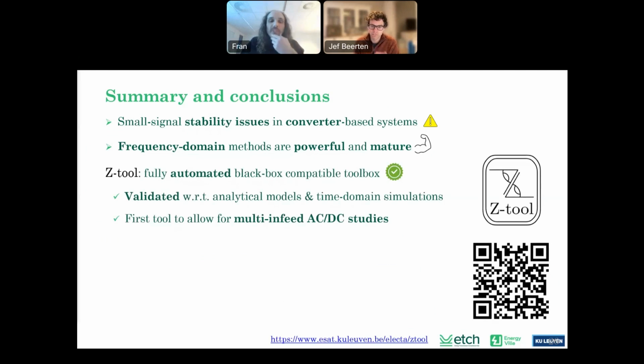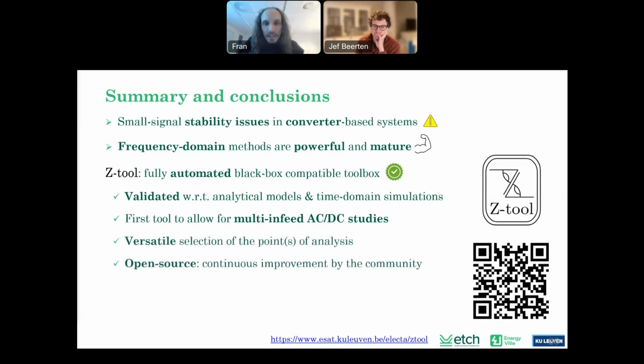We have validated all of our results with respect to analytical models and also with respect to time domain simulations. Another point is that you can do multi-feed AC/DC studies, which, to the best of my knowledge, is the first open source tool that allows you to do this. And it's very versatile, so you can select where you want to study your system, at which points, and how. And probably the most important point is that it's open source, and the idea is that we can continuously develop these methods and improve them with the community.